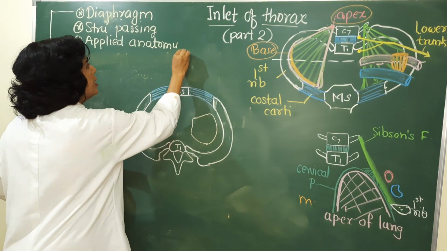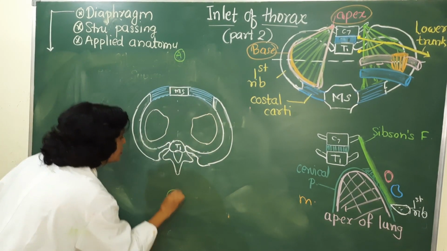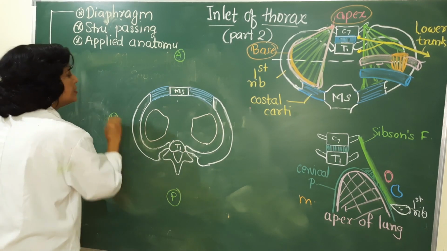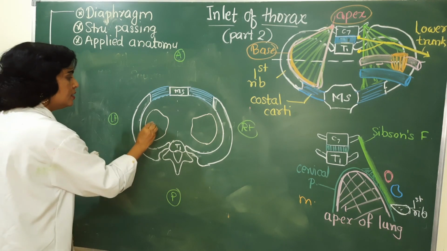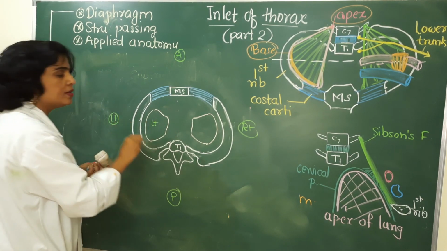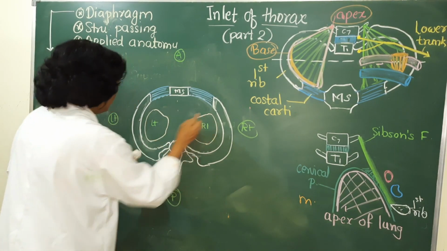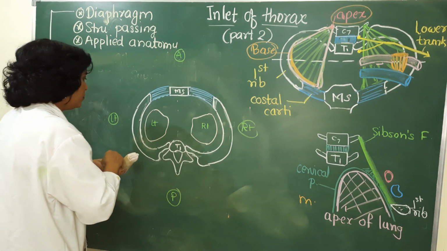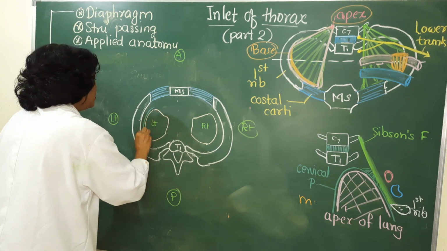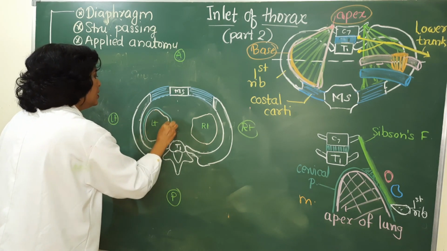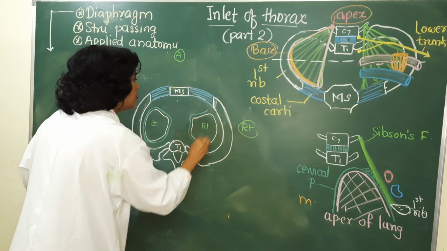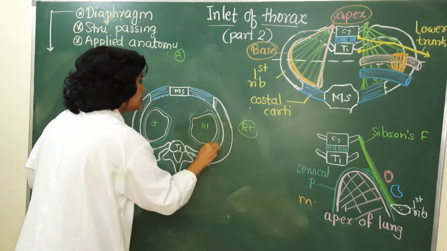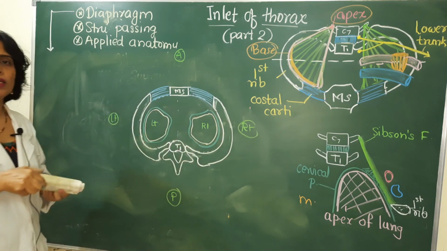This is the anterior side, this is the posterior side, this is the left side, and this is the right side of this diagram. So this is the apex of the left lung, and this is the apex of the right lung. It is covered by the cervical pleura, so along with the cervical pleura you can see the apex of the lungs.